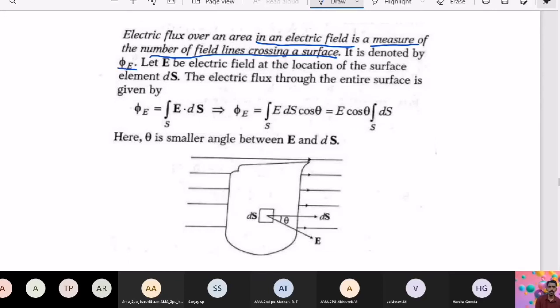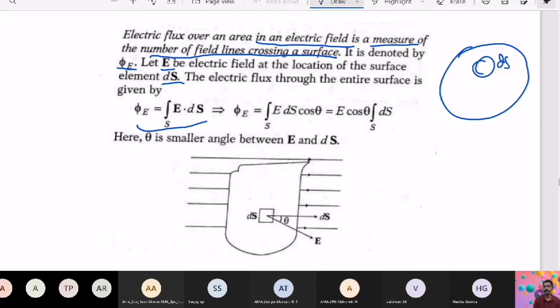It is denoted by phi E, flux, and E bar is the electric field at the location of the surface element ds. The electric flux through the entire surface is this one. Means there is some total surface. We don't know the total flux. Suppose you consider one small area ds, then the small flux is E bar dot ds bar.